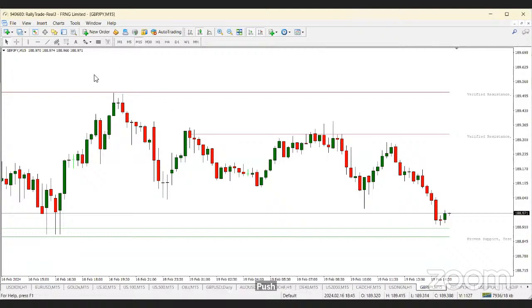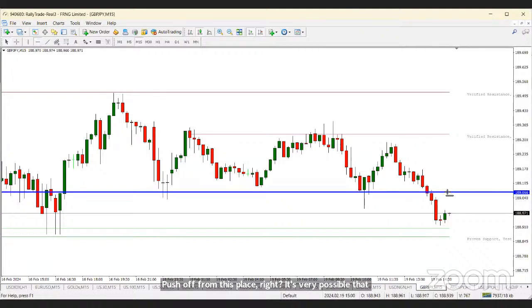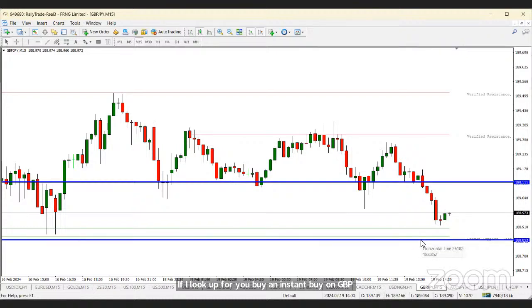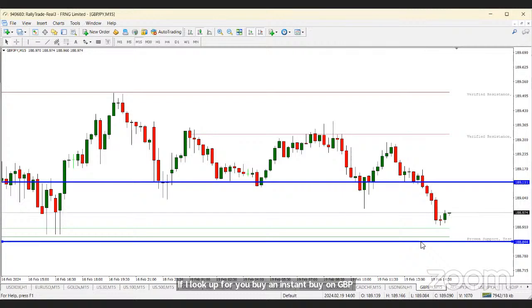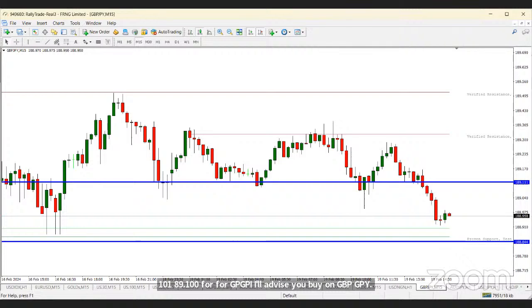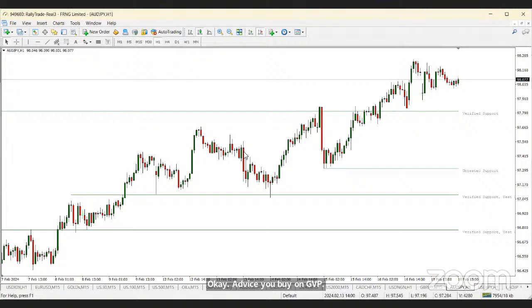If I'm advising, I would say take an instant buy on GBP JPY. You can have your stop loss at around 188.850, or 188.840, and you can take an instant buy on GBP JPY to buy till around 189.100. I'd advise a buy on GBP JPY.